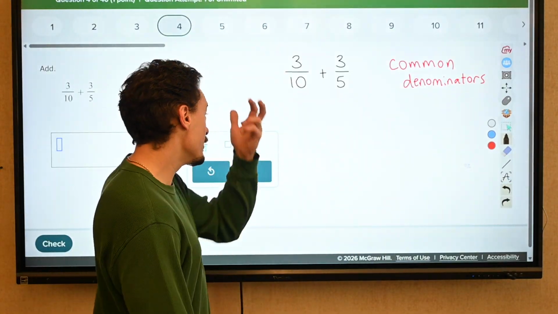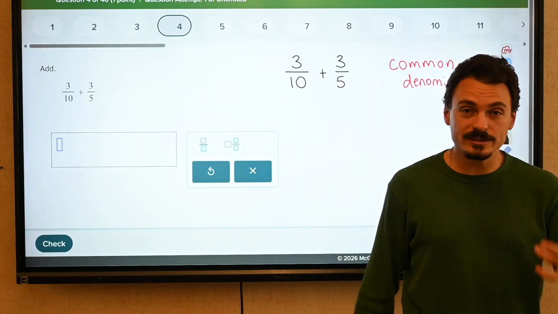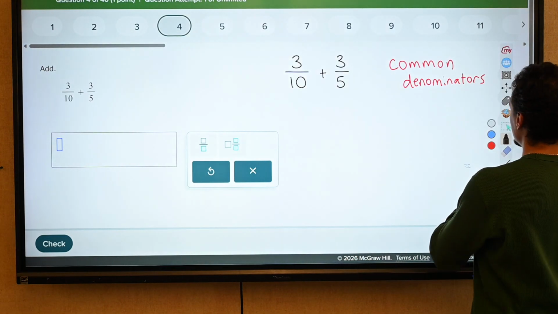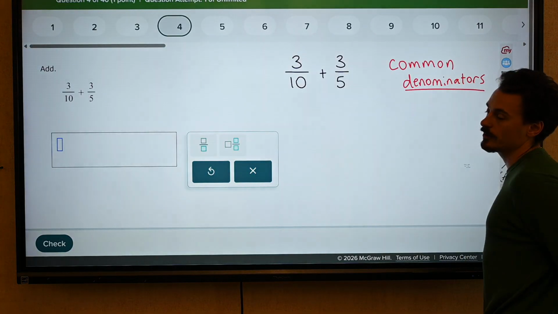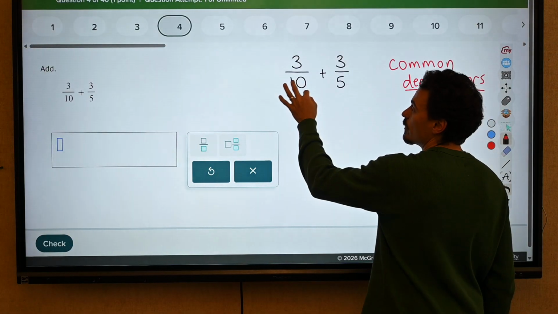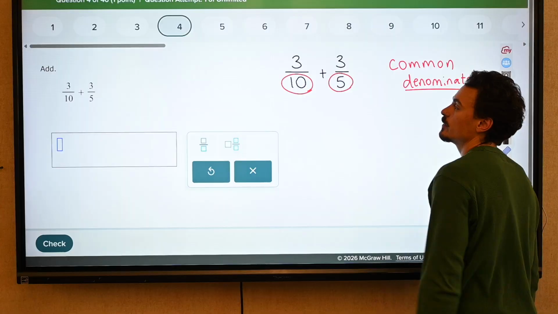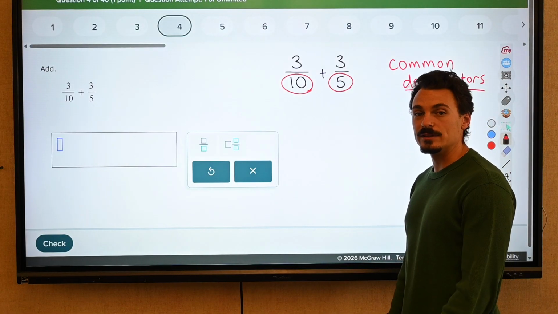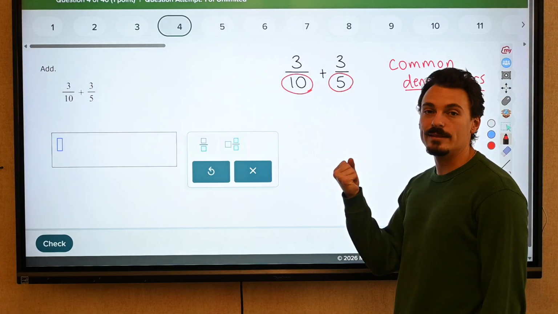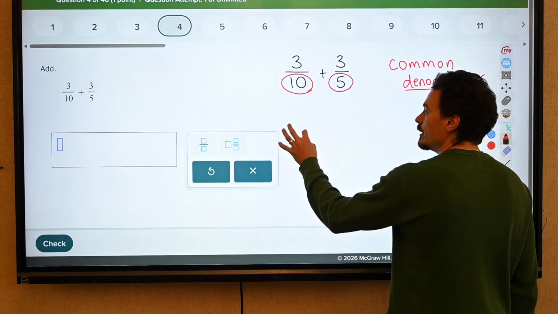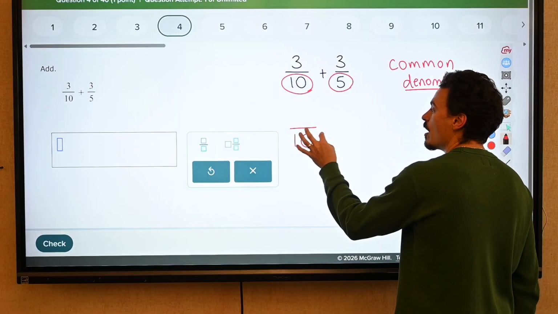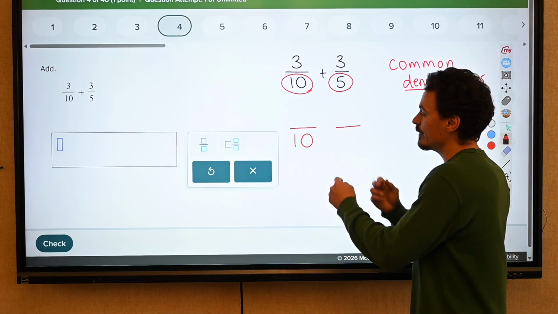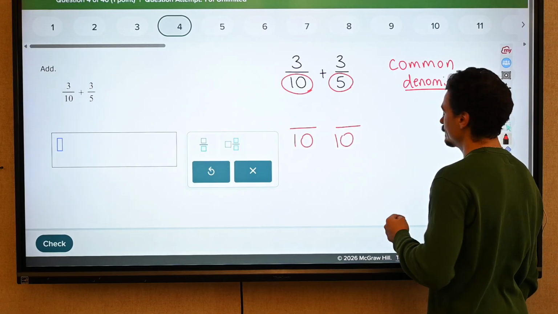Let's jump into it. Whenever we're adding or subtracting fractions, you have to make sure you have common denominators. The denominators right now are 10 and 5, so our fractions are in different sized pieces and you can't add them together yet. We need to get a common denominator, and I know I can change 5 into 10.